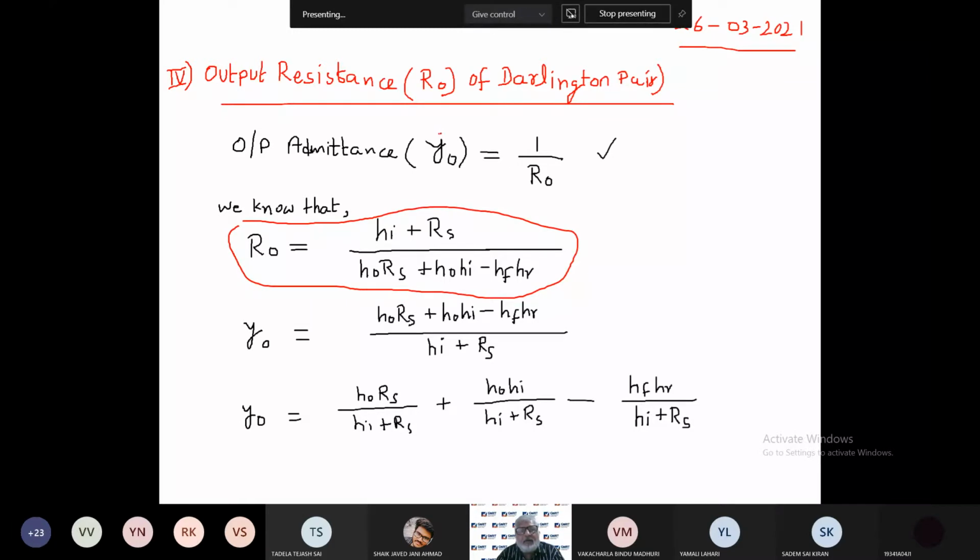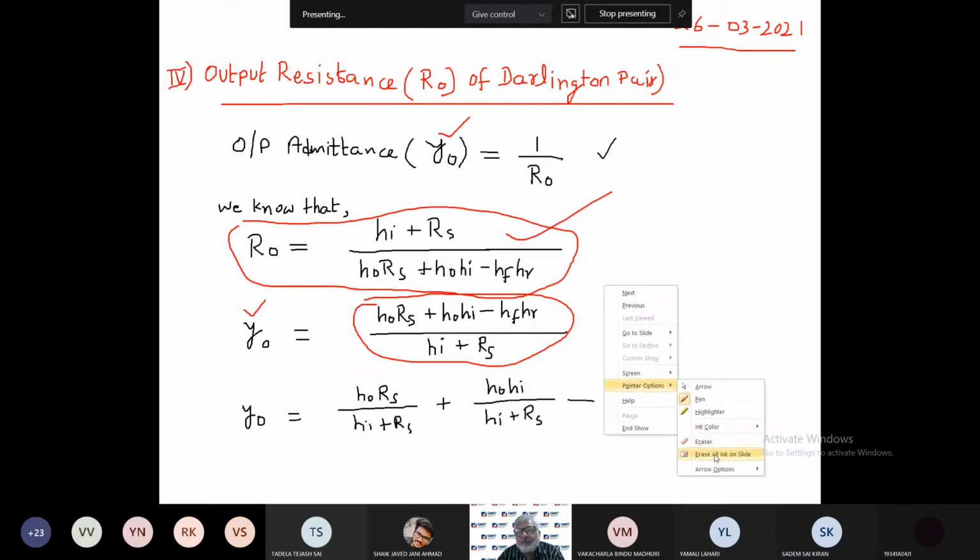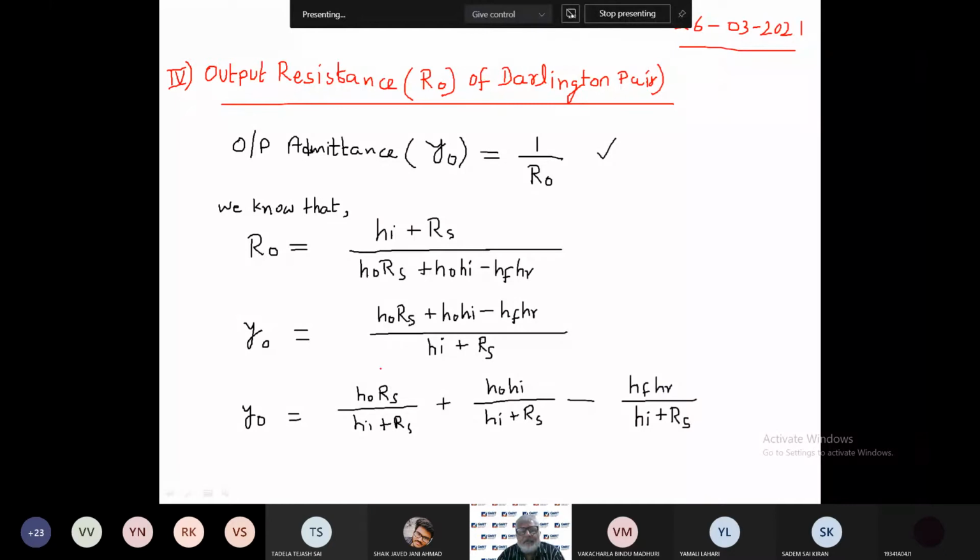So I will write it in terms of admittance. Admittance is Yo. So Yo is the reciprocal of Ro. So I will get this term. Okay, simply I will do the reciprocal of this. So I will get this term. Now I will split this in three terms. This is the first term, ho Rs divided by hi plus Rs. This. Okay.